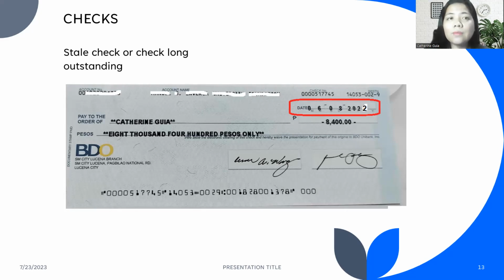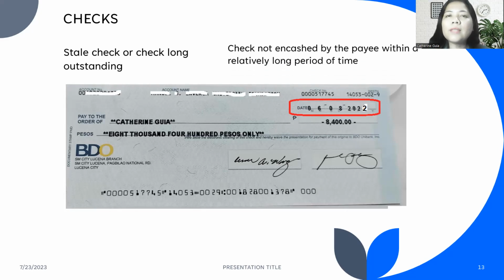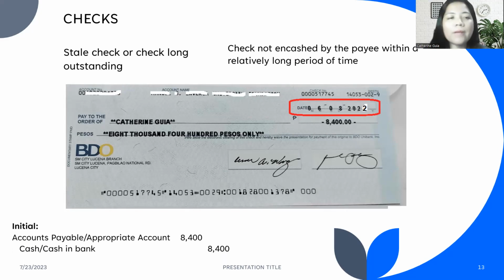So meaning the check was considered a stale check. And this check was not encashed by the payee within a relatively long period of time. And the bank will not accept the check for encashment. And usually, the entity which issued the check should reissue another check. So in the case of this stale check, when the company or the business which issued this check prepared this entry, debit accounts payable, 8,400, and then credit cash or cash in bank, 8,400.